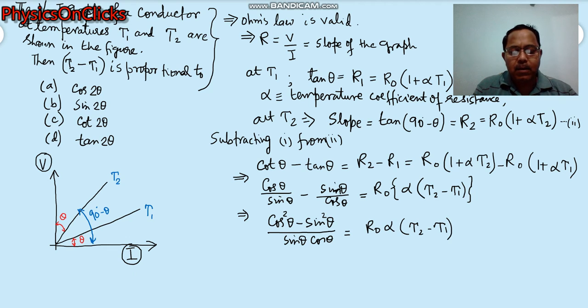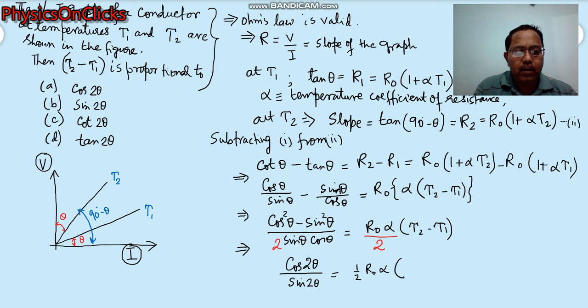By this time you are able to look at this particular result. So what I will do is put 2 here, and also divide by 2. What it will give? It will give the denominator as sin 2 theta and the numerator as cos 2 theta. So we get cos 2 theta divided by sin 2 theta, and this is equal to half R0 alpha and then T2 minus T1.